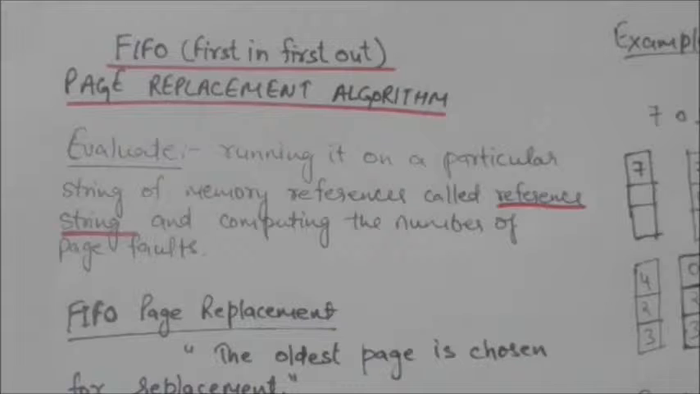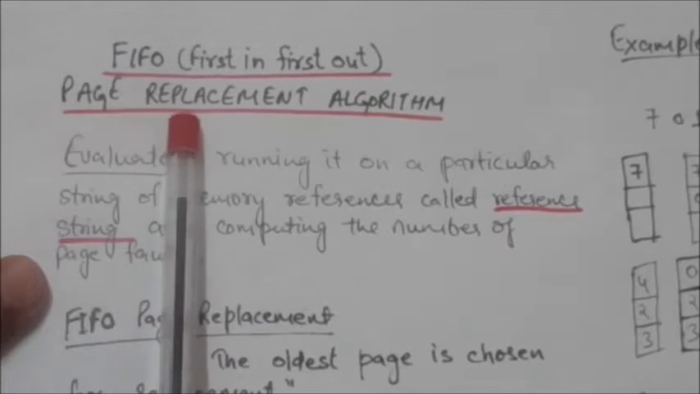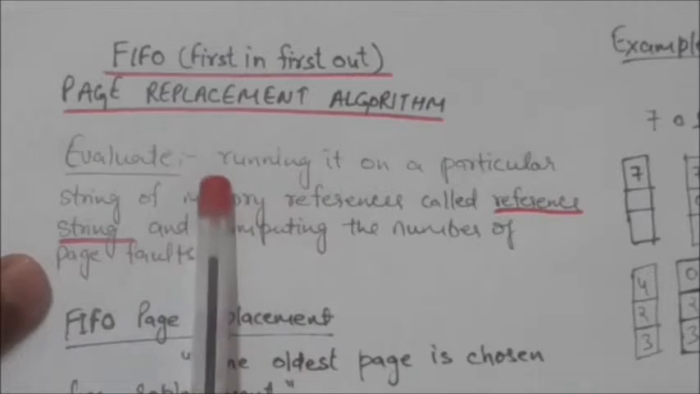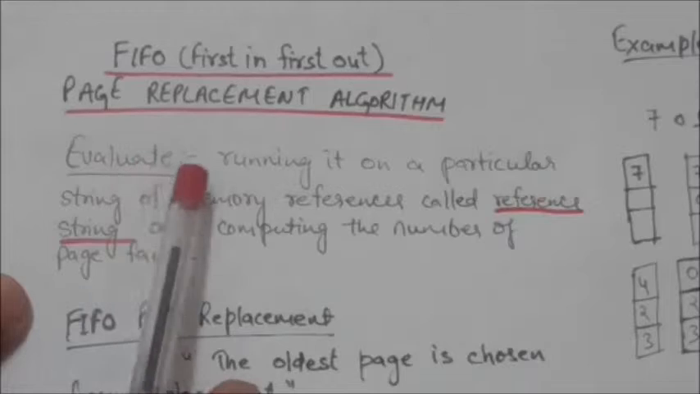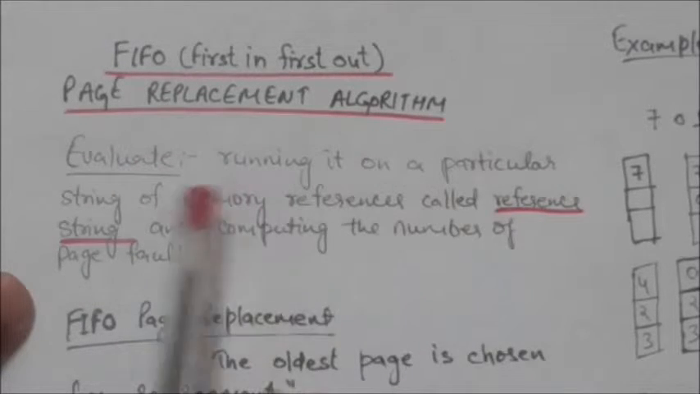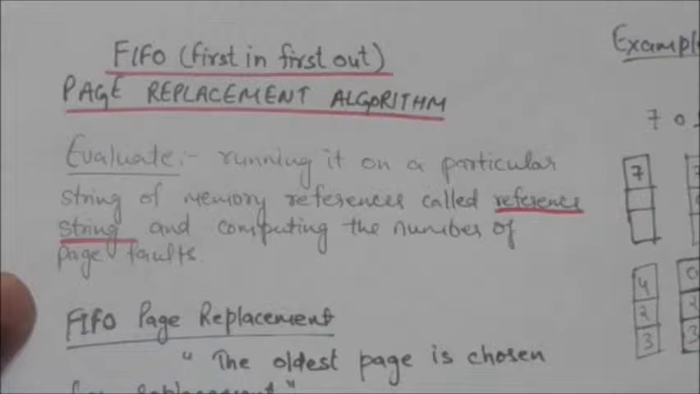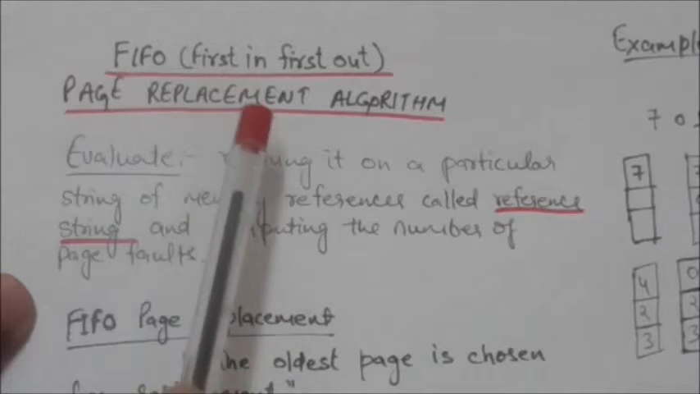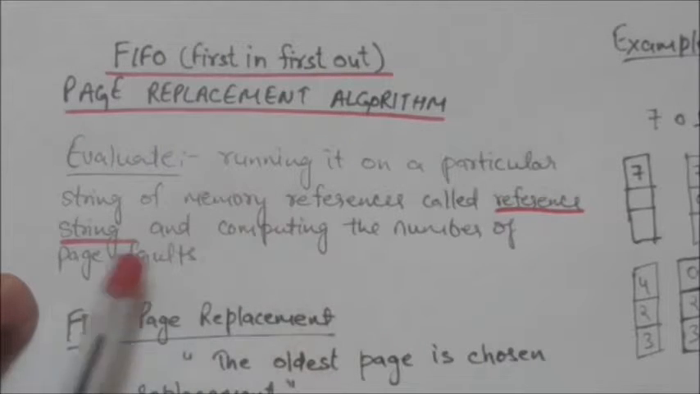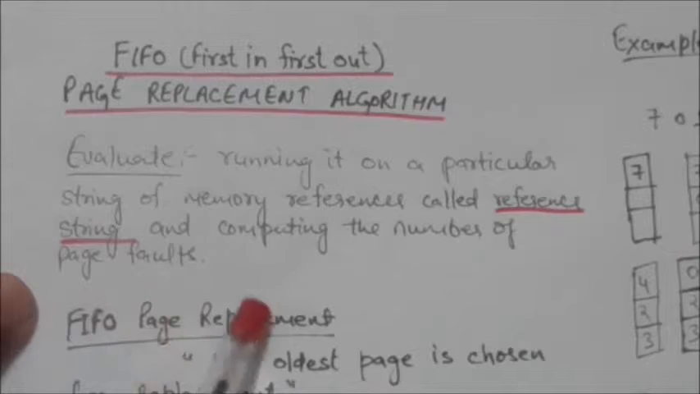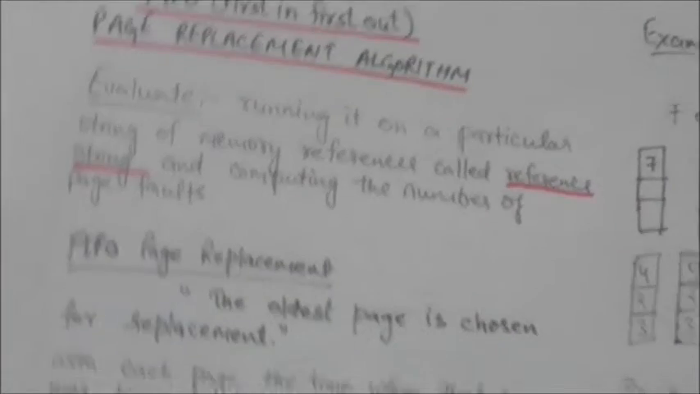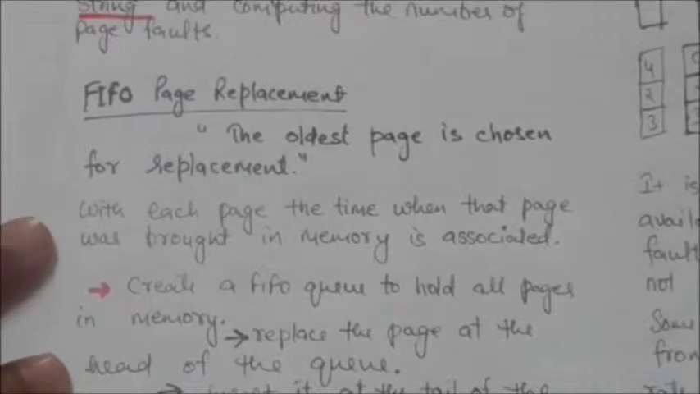So in this tutorial we will study the FIFO page replacement algorithm. FIFO means first in first out, right? As I told you earlier, we have many page replacement algorithms. So how do we evaluate a page replacement algorithm? We evaluate a page replacement algorithm by running it on a particular string of memory references called a reference string and computing the number of page faults. So we will run this FIFO algorithm also on a particular reference string, but first we will study the FIFO algorithm.